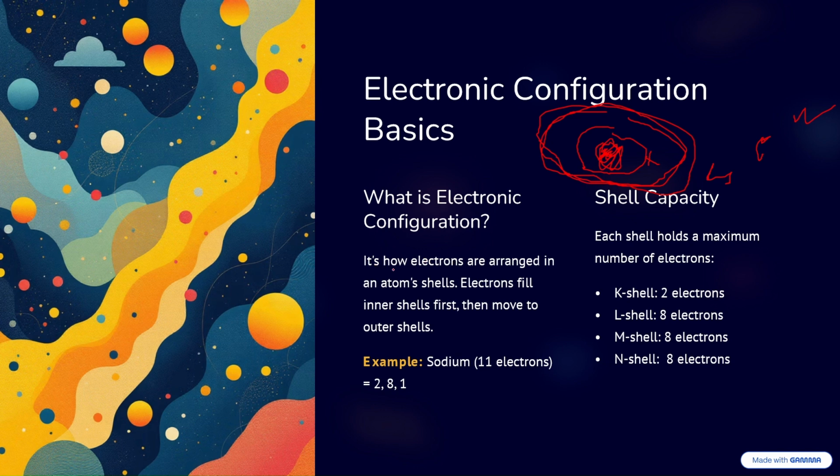So what is electronic configuration? It's how electrons are arranged in an atom's shells. Electrons fill inner shells first, then move to the outer shells. It means that if, suppose, I gave 10 electrons to this atom, it arranges the first 2 electrons in the inner shell. So the arrangement of electrons starts from the inner shell and goes to the outer shell. I've just given a vague example for your understanding. Okay, next.